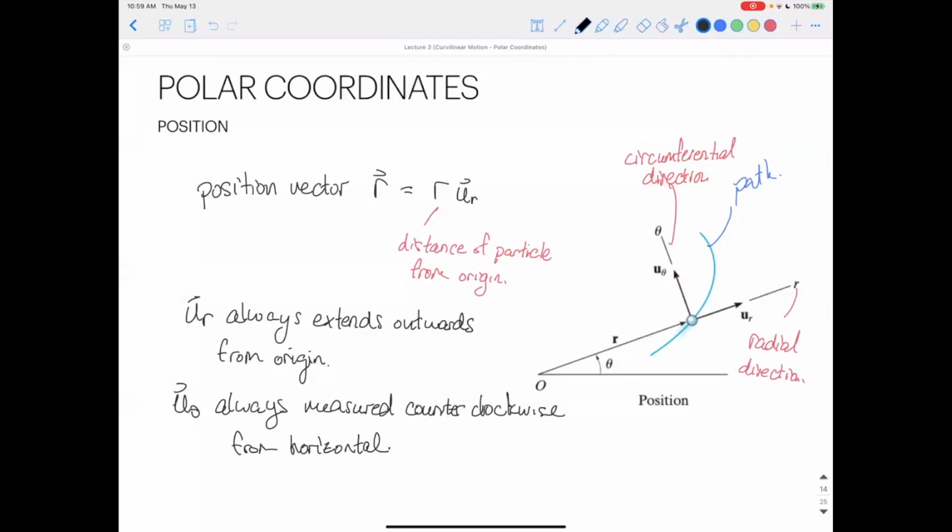It is the vector that represents the magnitude or the distance from the origin of the particle, and it is along our vector u r. So if we think about this, it is a very common coordinate system to use when we're talking about robotic manipulation. We have maybe some arm. We know how much that arm is extended outwards from some pivot point, and we know how much it's rotated from some reference angle.